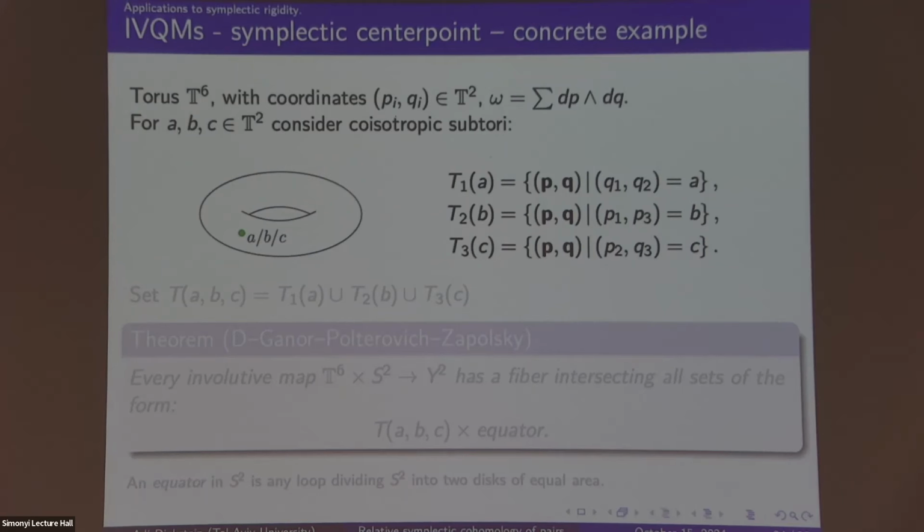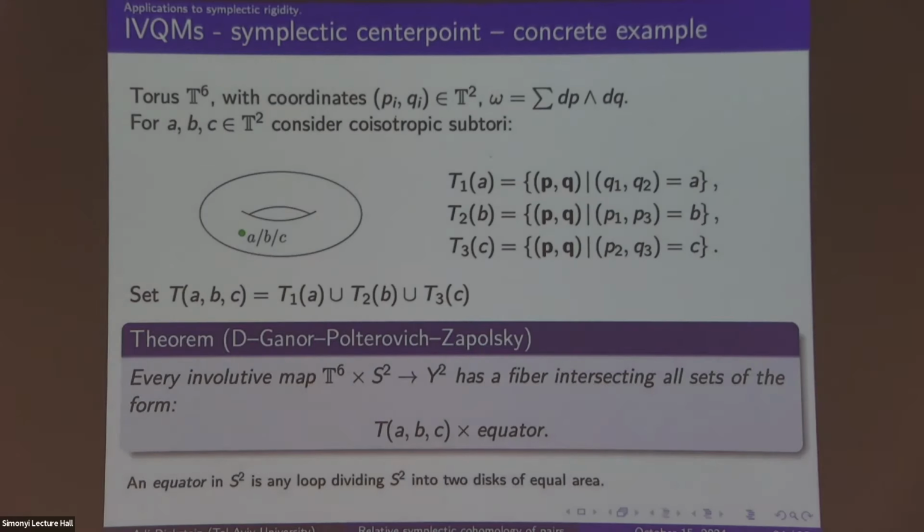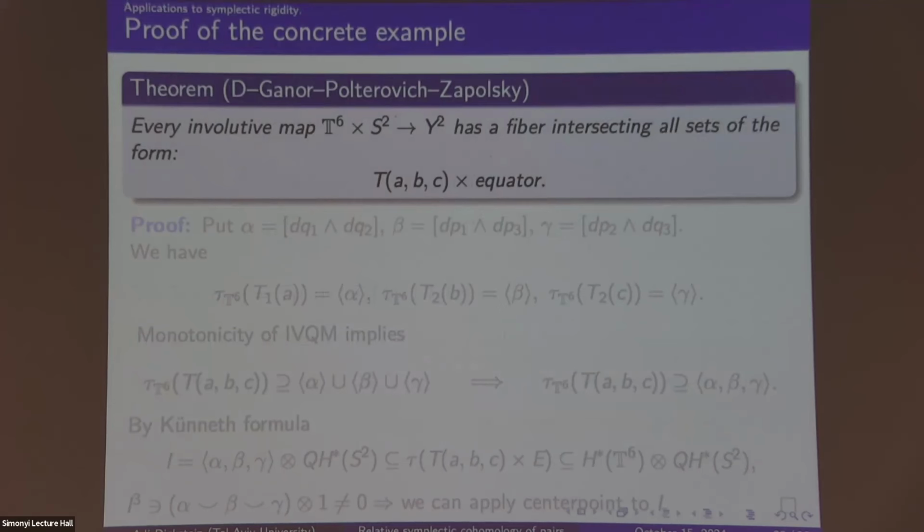Then we'll take T of ABC to be the union. And what we proved is that given any involutive map from T6 times S2 into any surface, given such a map, we know that there is a fiber that intersects all the subsets of the form T of ABC times an equator. And how can we prove it? Let me show you the proof.